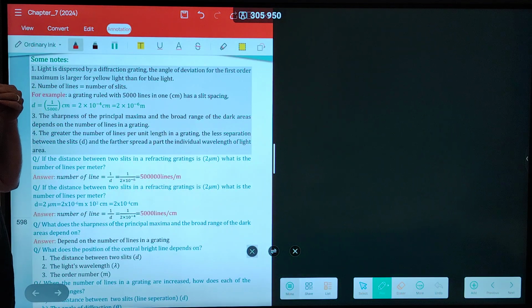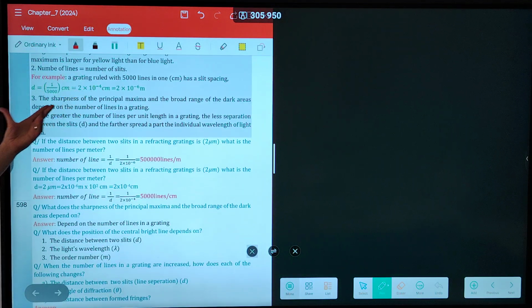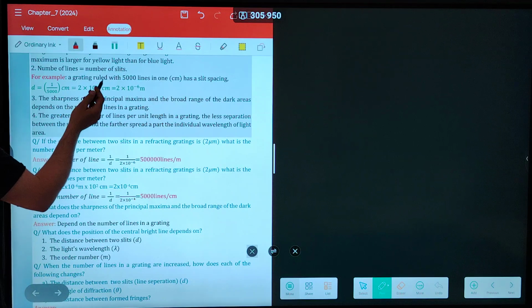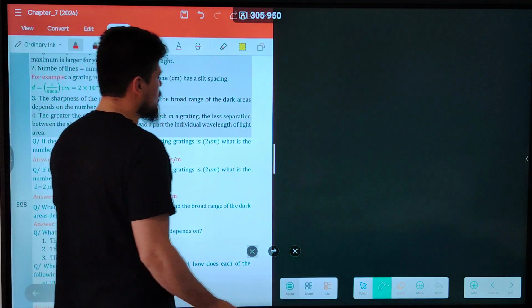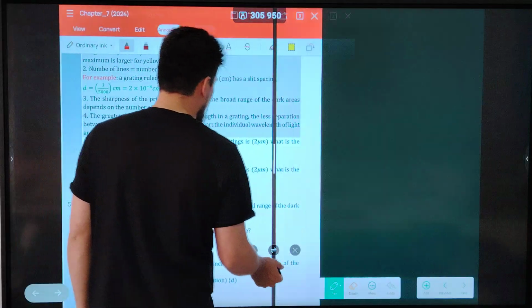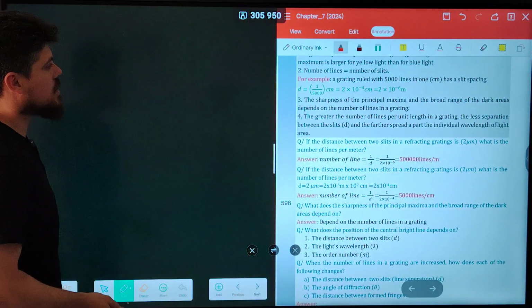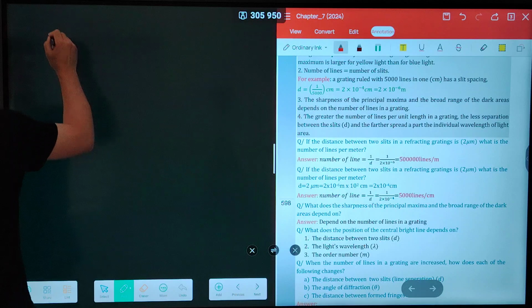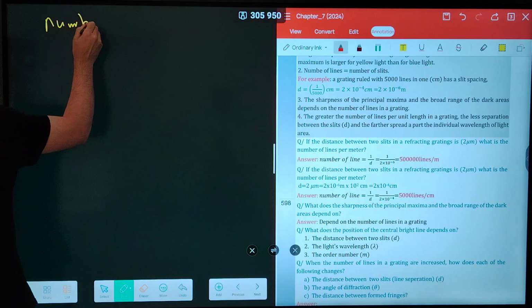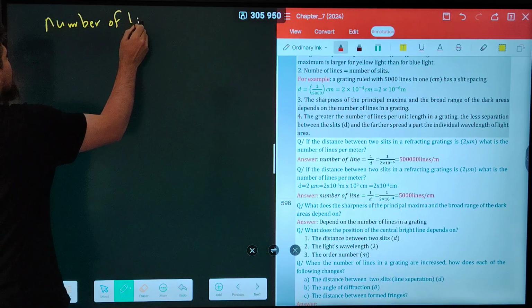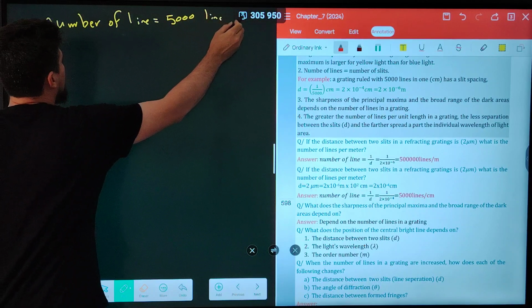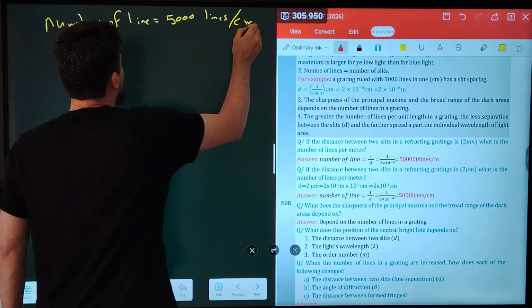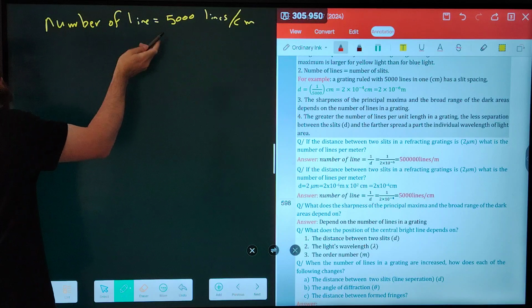Light is dispersed by a diffraction grating, as we studied. The number of lines is sometimes called the number of slits. The grating is ruled with 5,000 lines in 1 centimeter, number of lines per centimeter. If the number of lines per centimeter is given, how can you convert to d? Number of lines is, for example, 5,000 lines per centimeter. How can you convert this number of lines to d?